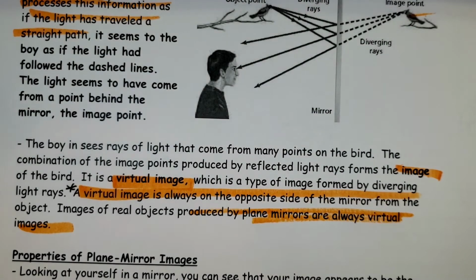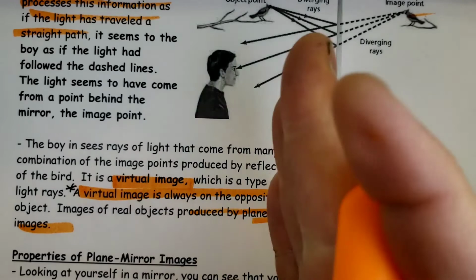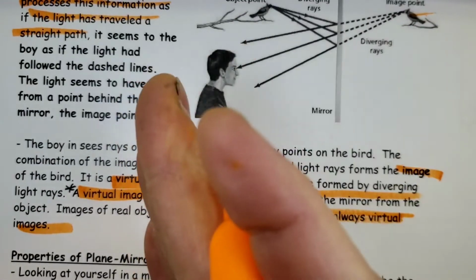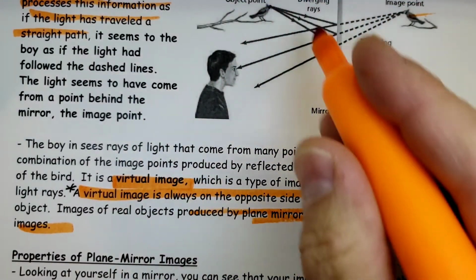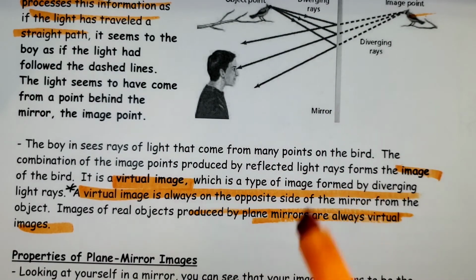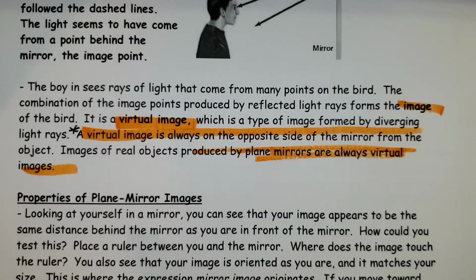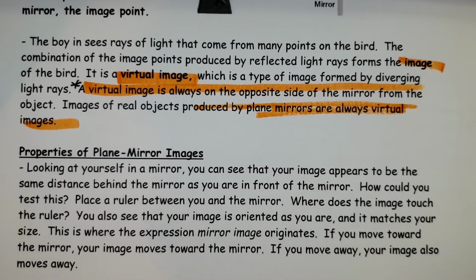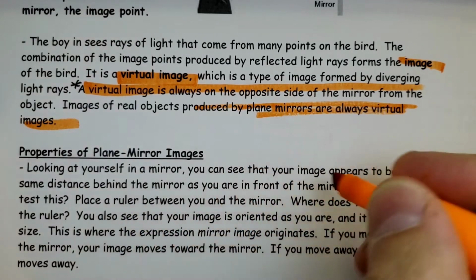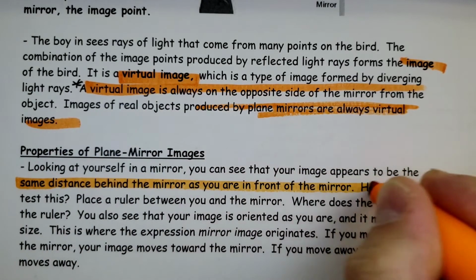And the difference there is that real images you can pick up on a screen. Like if I held a piece of paper, I'd be able to see the image. Whereas here, no matter where I put a piece of paper, I would not get that image of the bird on the screen. That's kind of another way, but we'll see that later on. Properties of plane mirror images. Looking at yourself in a mirror, you see that your image appears to be the same distance behind the mirror as you are in front of the mirror.